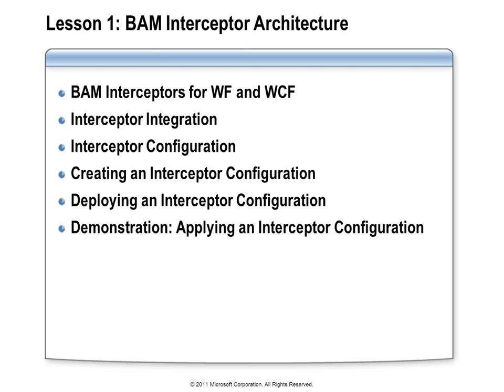As we begin Lesson 1, we'll focus on that interceptor architecture for business activity monitoring. Today, there's two additional interceptors that are provided, one for Windows Workflow Foundation and one for Windows Communication Foundation. But the model is built such that it could be extended and additional interceptors can be added. Those interceptors are integrated into the BAM infrastructure, and we'll see how to do that.